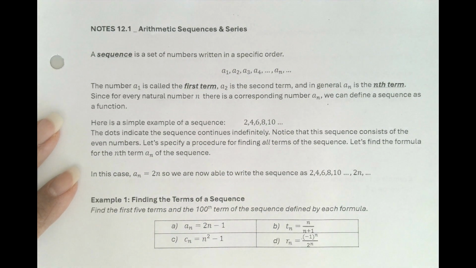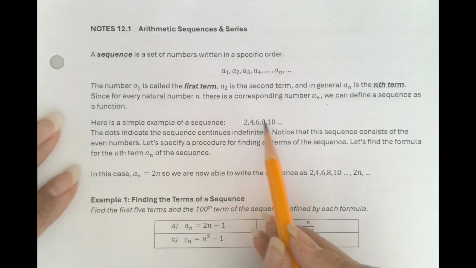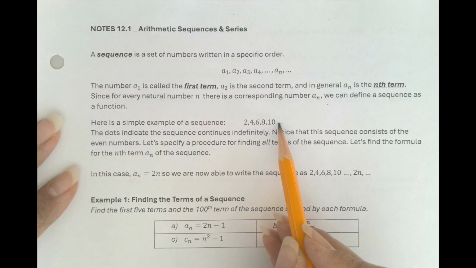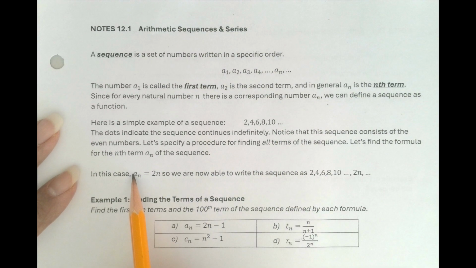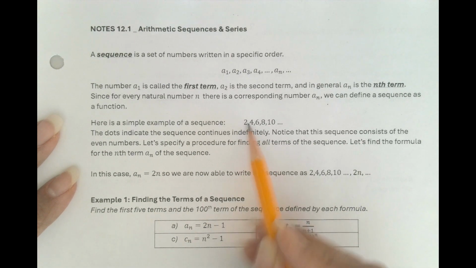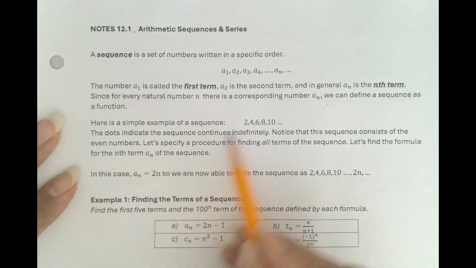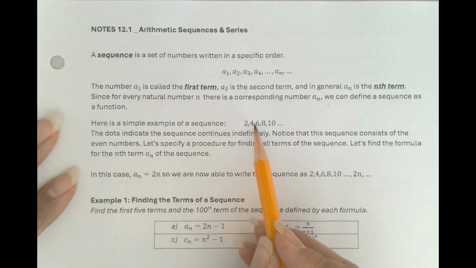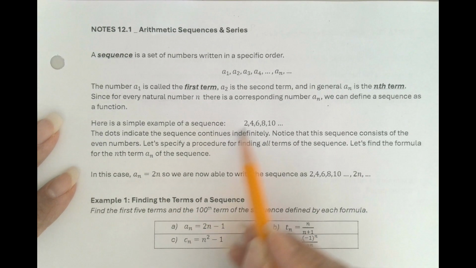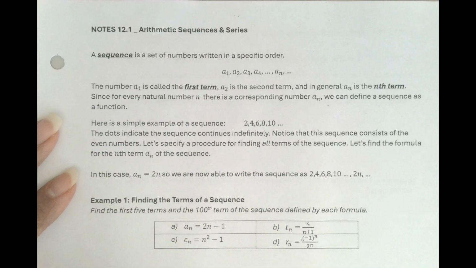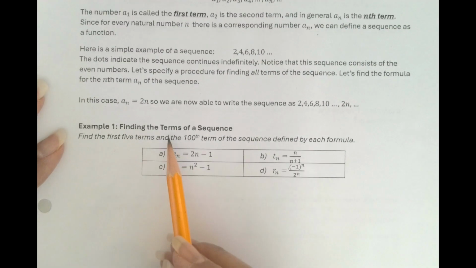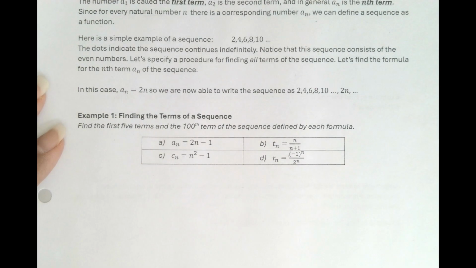If we were to write a formula that describes what is happening here in these numbers, we could easily say that a sub n is 2 times n, because in the first position, if n is 1, 2 times 1 would give us a 2. In the second position, 2 times 2 would give us a 4, and so forth. So what I'm going to have you do, first of all, is find terms of a given sequence when the formula of that sequence is provided, okay?